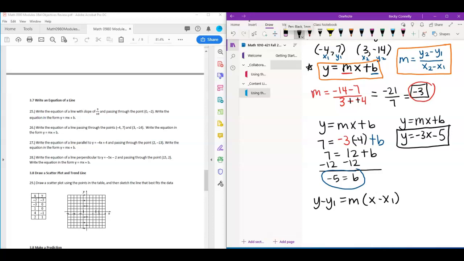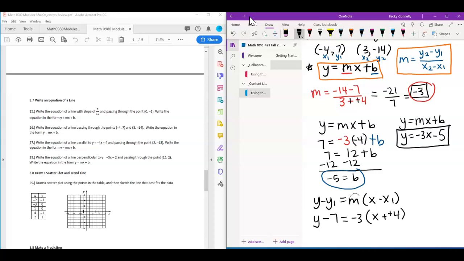So let's just do this one really quick. Again, we know our slope, right? We found our slope, and we have our x1 and our y1 that we're going to put in those places. Okay? So we have y minus 7 equals, our slope, our m, is negative 3 times x minus a negative 4. All right, and be careful with that. Minusing a negative 4 is really adding 4.